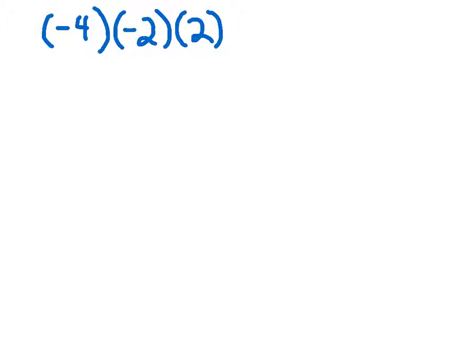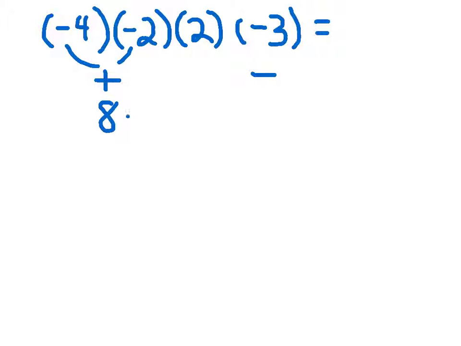Let's just do one more example like that so that you can see. If I have negative 4 times negative 2 times 2 times negative 3, I count the negatives. These two give me a positive. Now I have a negative left over. This is positive 8 times 2 times negative 3, which is negative 48.